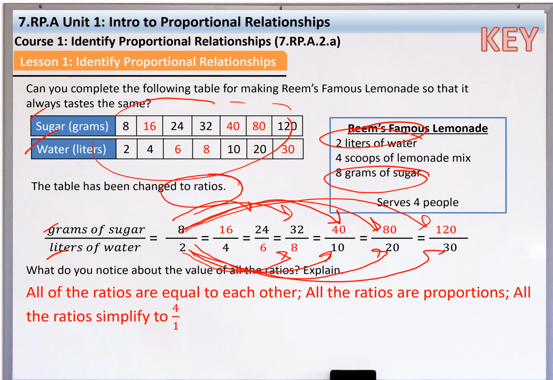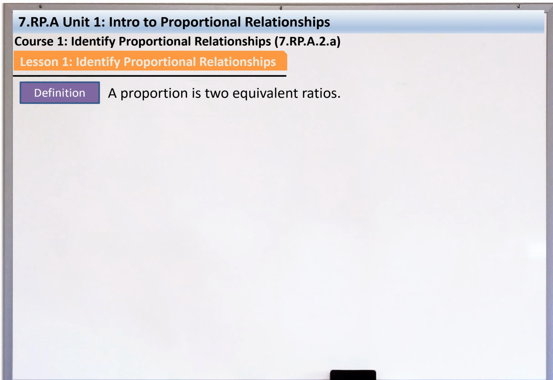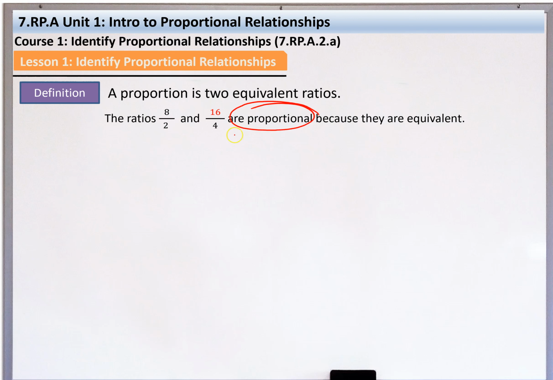And what do we notice? They're all proportions, or they're all equivalent ratios. And if I simplify them all, I would get 4 to 1. So a proportion is just 2 equivalent ratios. For example, 8 to 2 is equivalent to 16/4. They're called a proportion because they're equivalent.